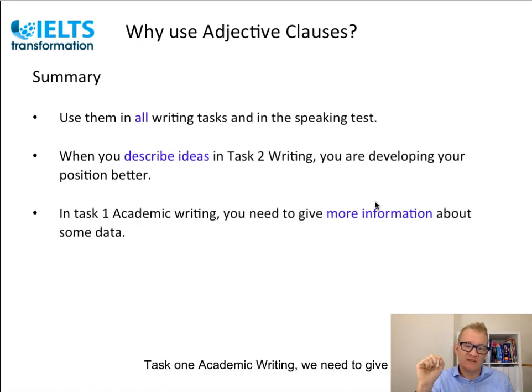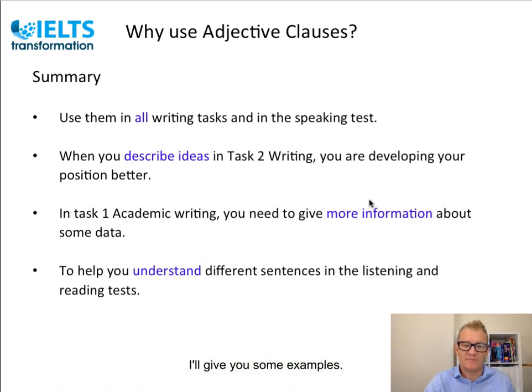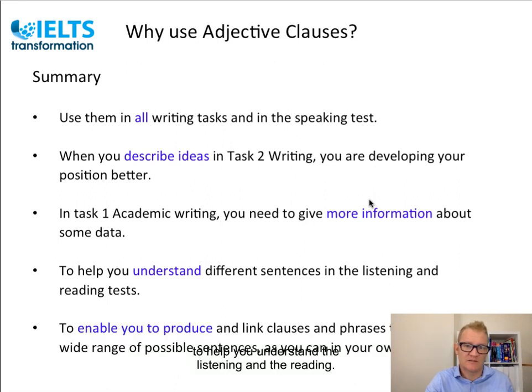In task 1 academic writing, we need to give more information about some data. Blah, blah, blah, which was more than something. I'll give you some examples. Also, of course, relative clauses and adjective clauses are throughout the listening and the reading test, so you need to understand what they do to help you understand the listening and the reading.